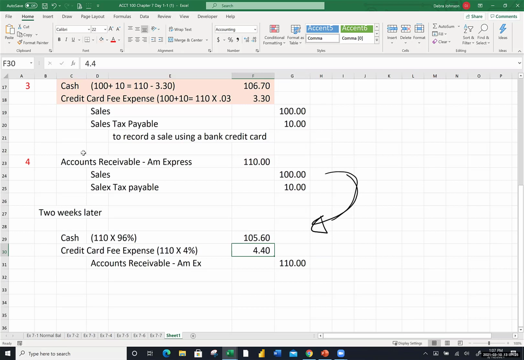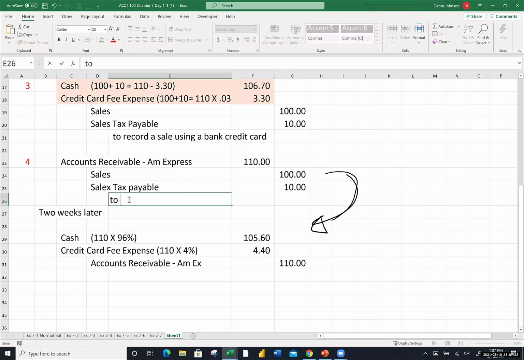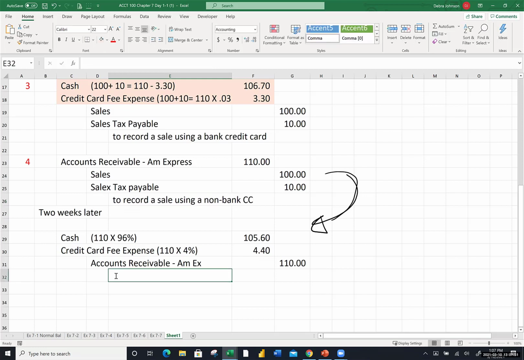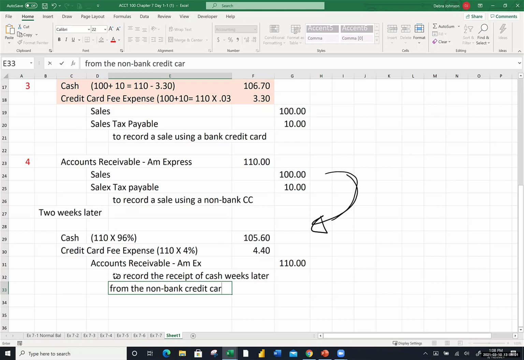And with that, he's going to introduce the concept of the subsidiary ledger, which I'm going to cover next time. So that's the lecture on the 4 types of sales. Now we're going to jump in and get our hands dirty. So any questions? Before I take your questions, let me put some descriptions down for your notes. So this is to record a sale using a non-bank credit card. And then this would be to record the receipt of cash weeks later from the non-bank credit card.